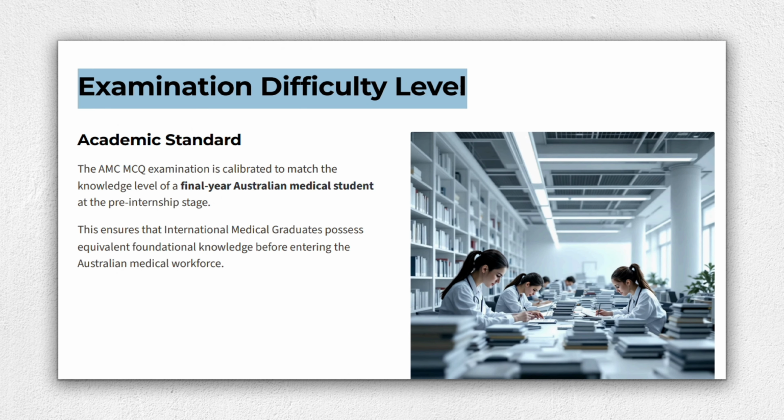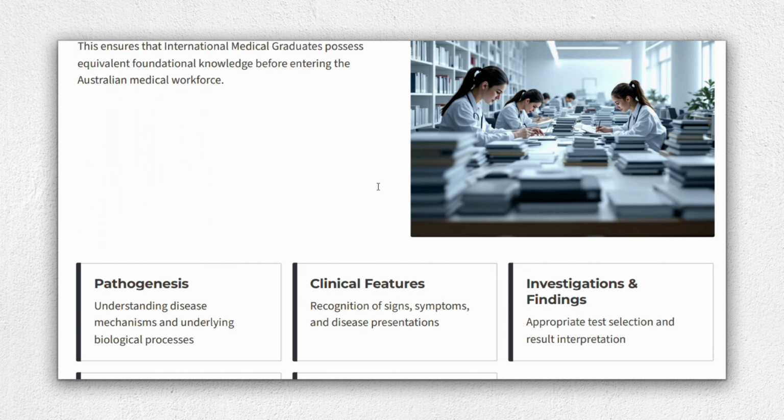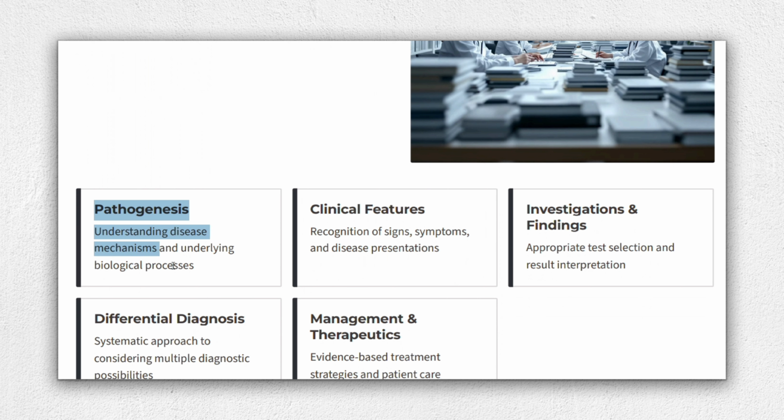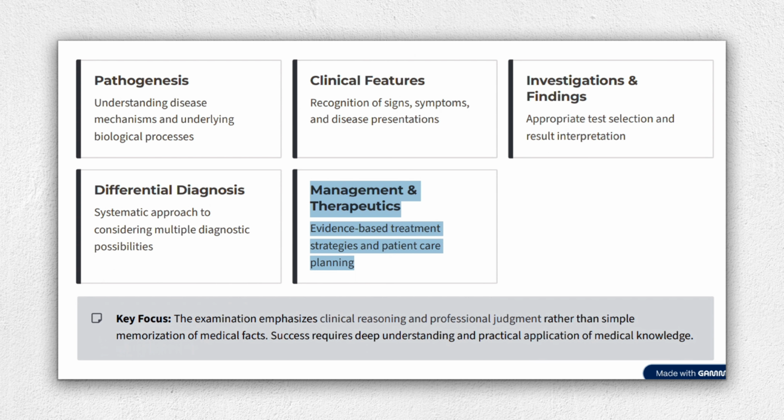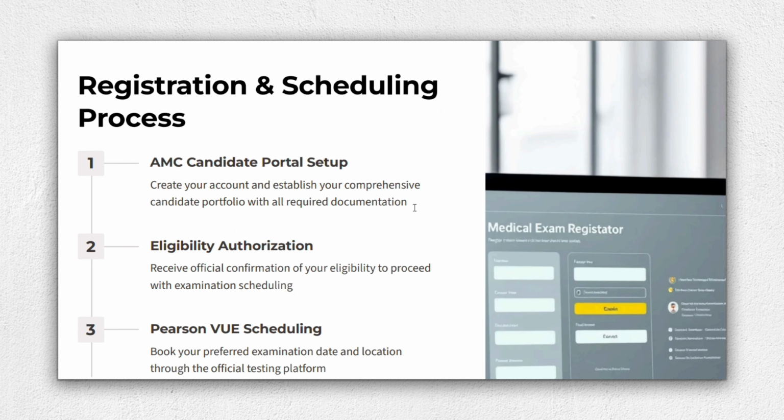What's the actual level of difficulty you should expect? The AMC MCQ is set at the level of a final year Australian medical student who's about to begin internship. So what does that mean for you? You'll need to understand pathogenesis, how diseases develop, clinical features, signs and symptoms, investigations, what tests to order and interpret, differential diagnosis, thinking beyond the obvious, management and treatment, safe and effective care. But remember, this is not just about memorization. The exam focuses heavily on reasoning and judgment.